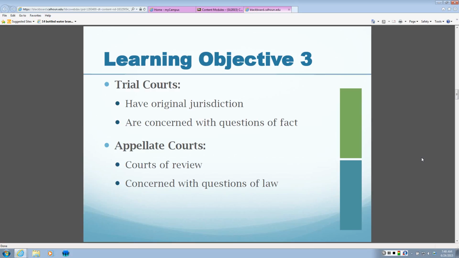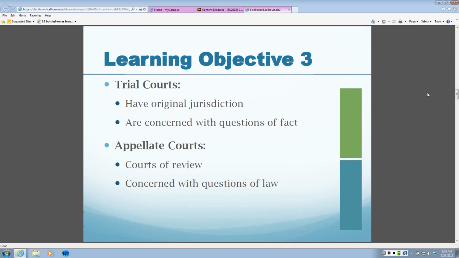So trial courts have what we call original jurisdiction. That means that's where the case originates. We find you guilty or not guilty in the trial court. If you are found guilty in the trial court, you can appeal that decision to a higher court, and those are the courts of review or the appellate courts. Now, many people are also confused that the appellate courts basically just have another court consider the facts of the case. That is not true.